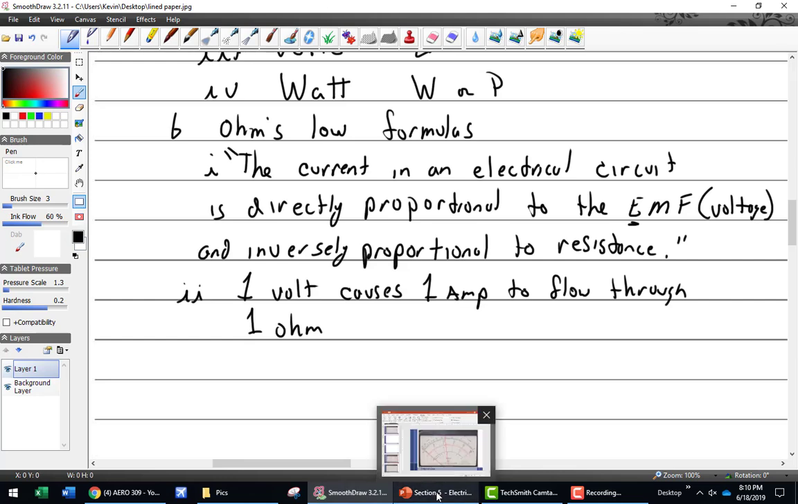Beautiful, right? So the current and voltage in an electrical circuit are proportional. Basically, if the voltage goes up, the current goes up. That is correct. And if there's more resistance, the current will go down.